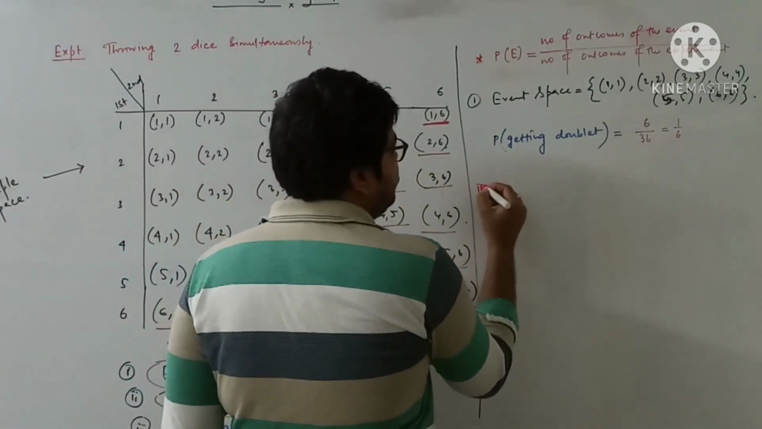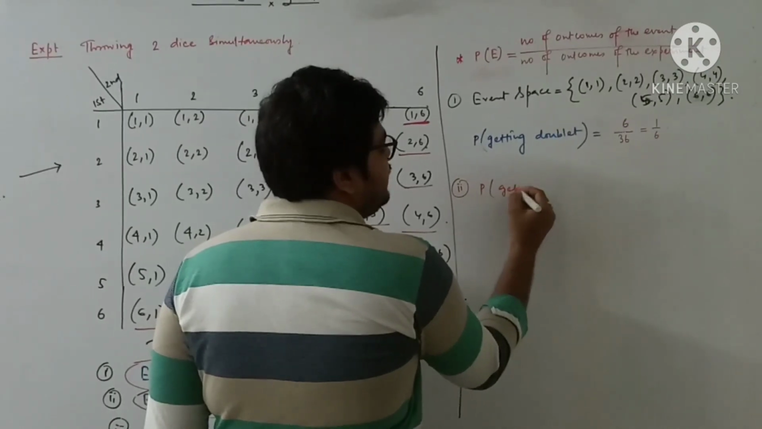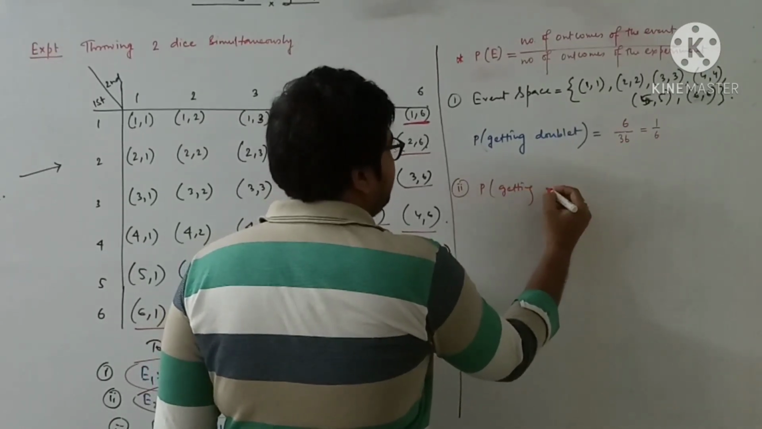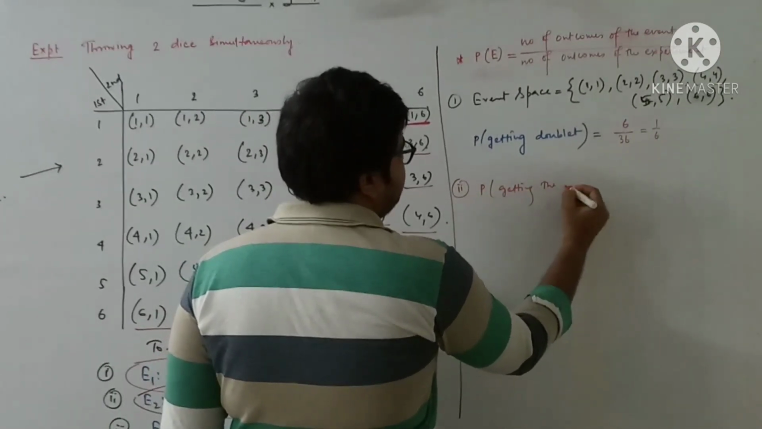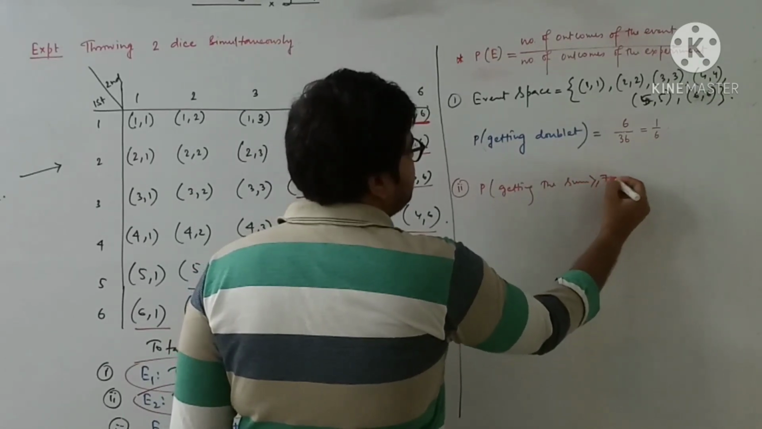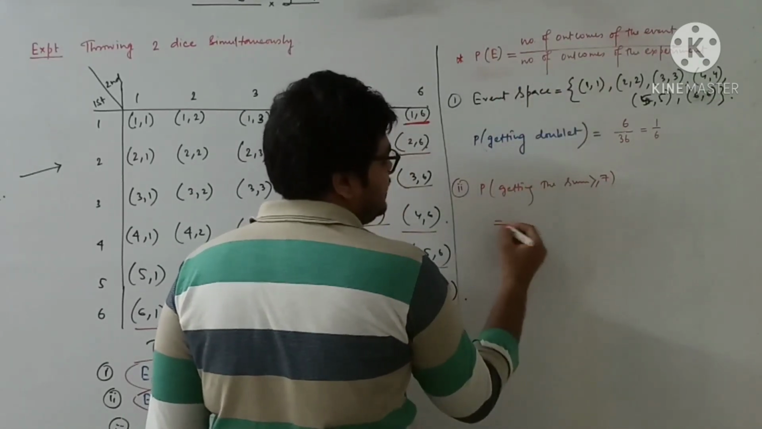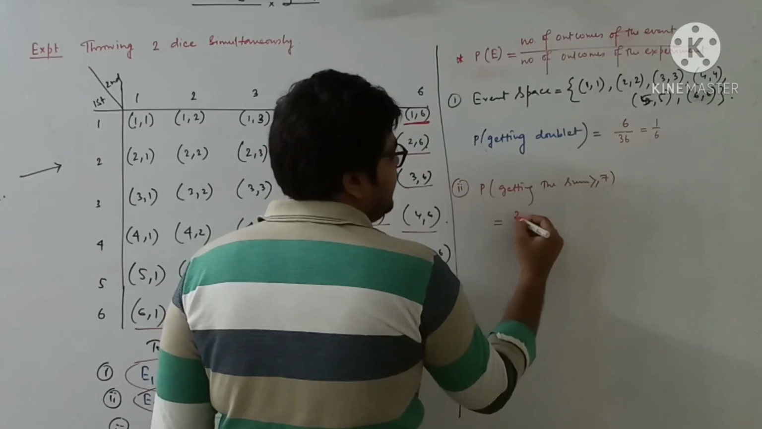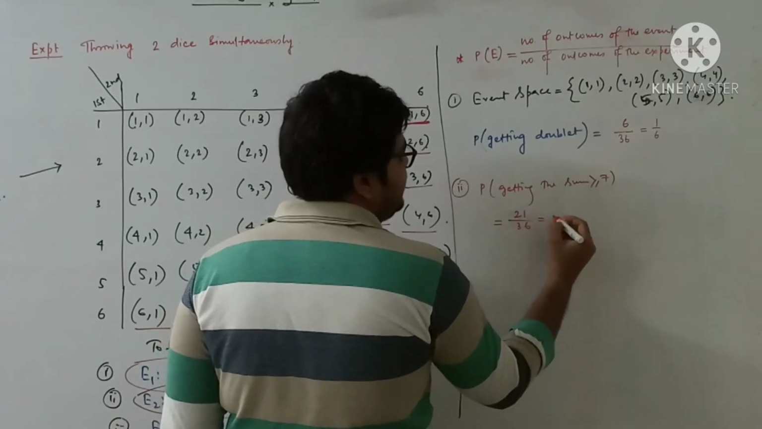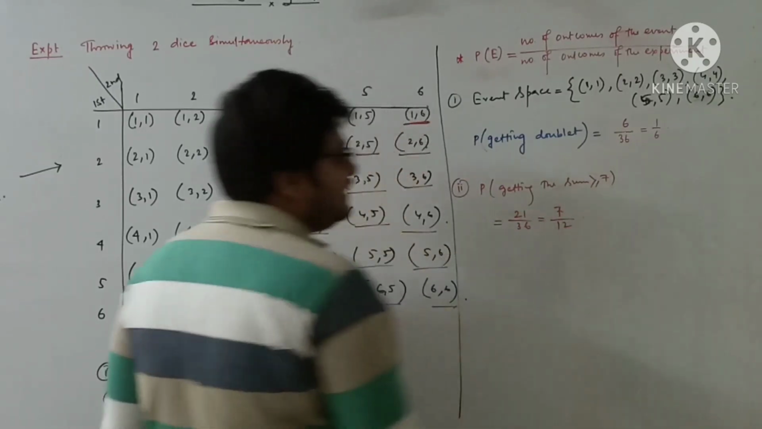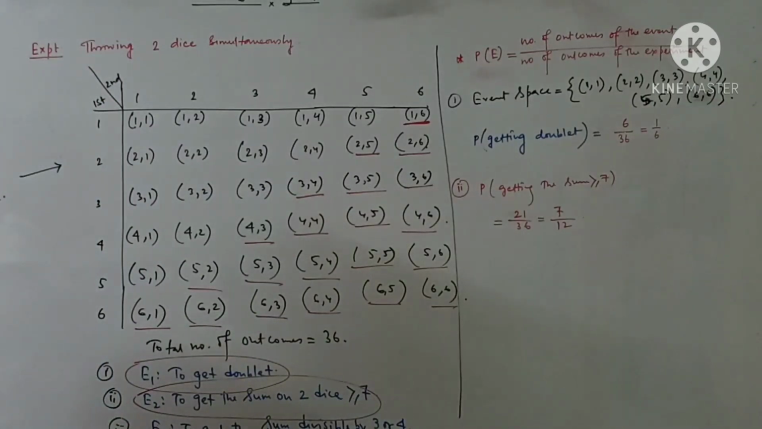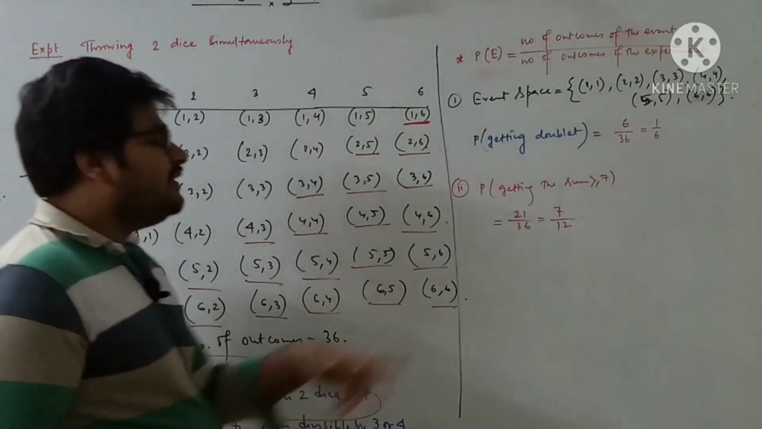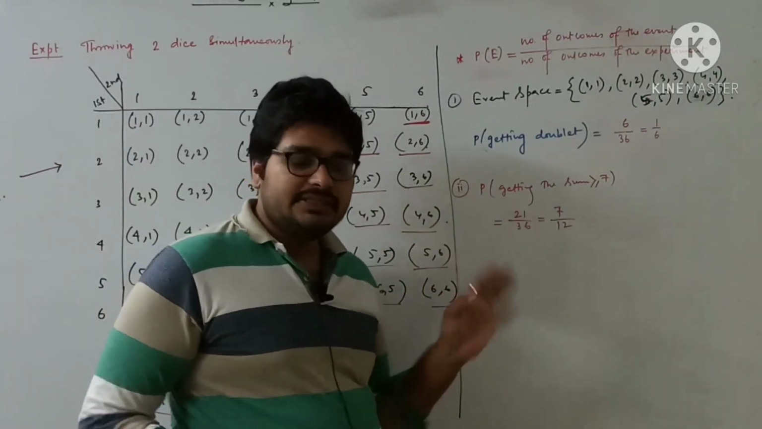So for the second one, directly we will find out only the probability of getting the sum greater than or equal to 7. You need not write the event space always. So it is coming 21 by 36. Cancel by 3, 7 by 12. Because the event related outcomes are 21 and the experiment related outcomes are 36.